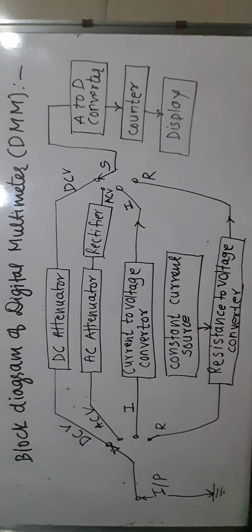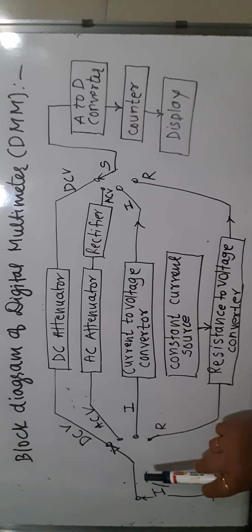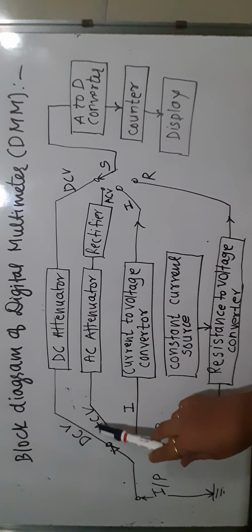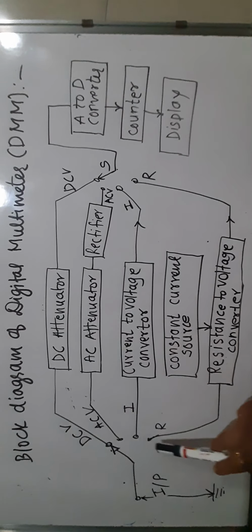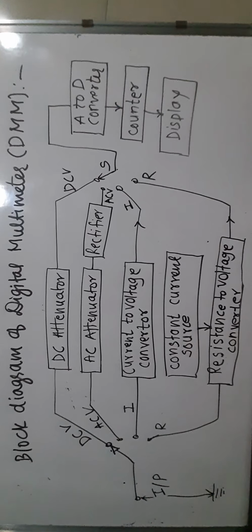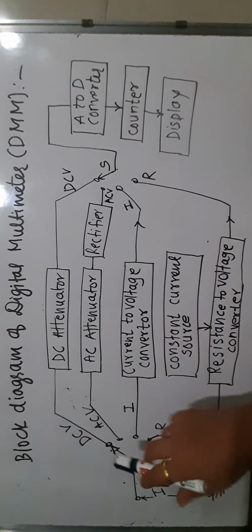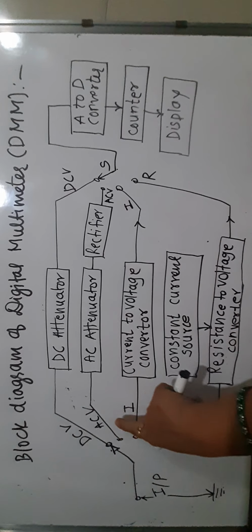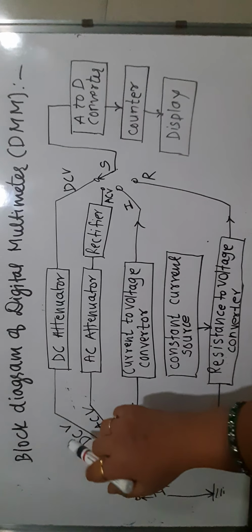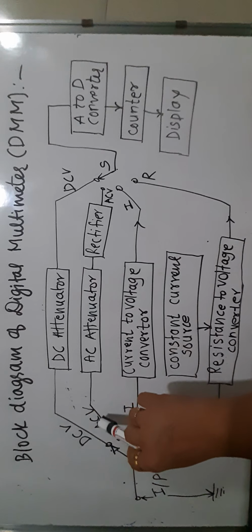Now let's see the block diagram. Here this is the block diagram. These are the inputs where we have to choose what we have to measure, whether we want to measure DC voltage, AC voltage, current, or resistance. So these are inputs which we have to choose. These are nothing but the probes of multimeter. So we are connecting probes. We are actually choosing the range. Here we have to select the range and which quantity is to be measured, whether DC voltage, AC voltage, current or resistance.